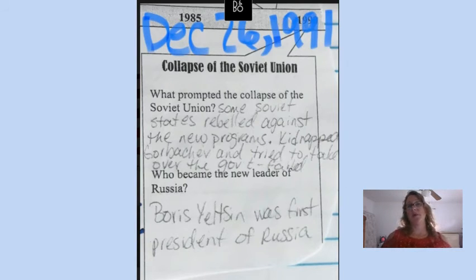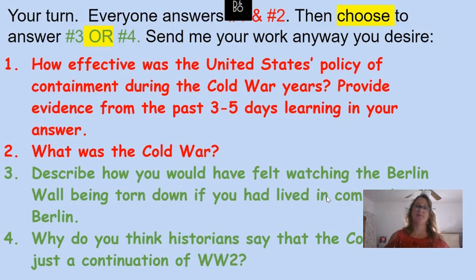So this is what our interactive notebook might have looked like: the collapse of the Soviet Union, what prompted it. Some Soviet states rebelled against the new programs. They kidnapped Gorbachev and tried to take over the government. This coup failed, but Gorbachev did end up resigning. Who became the new leader? Boris Yeltsin was the first president of Russia, the country of Russia. And here's where this country of Russia that you're more familiar with becomes, at this time period, December 26, 1991.